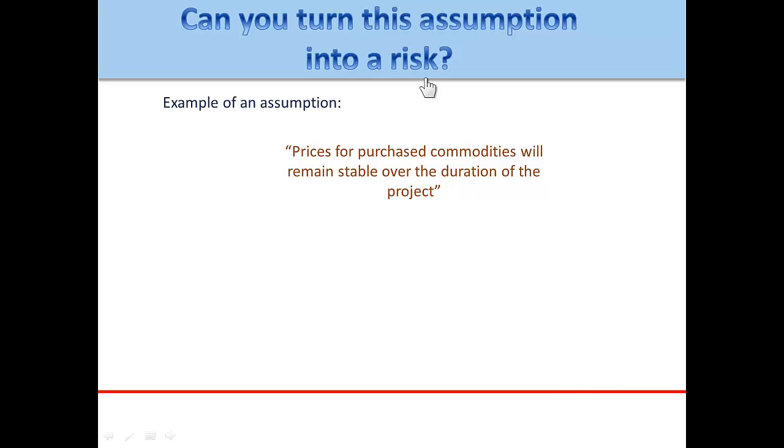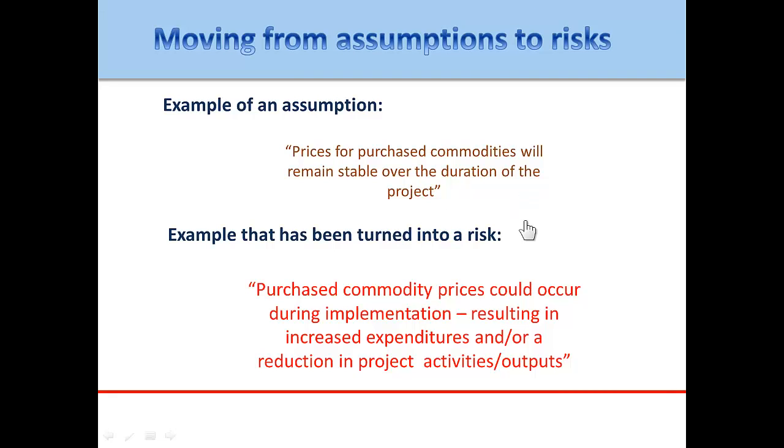Can you turn this assumption into a risk statement? Prices for purchased commodities will remain stable over the duration of the project. I'll pause while you do that. One negative conversion that becomes a risk would read this way: purchased commodity price increases could occur during implementation, resulting in increased expenditures and/or a reduction in project activities and outputs.